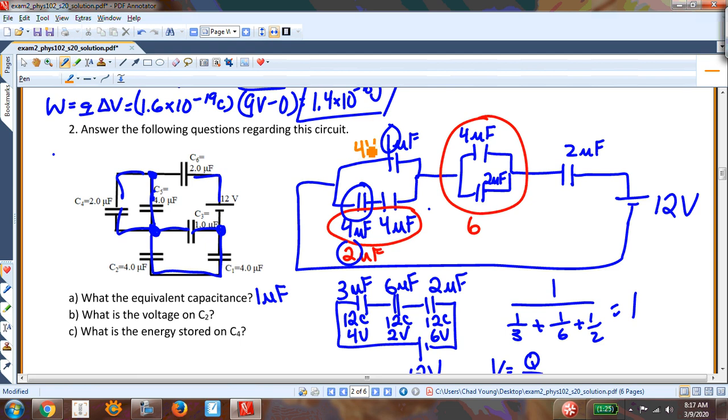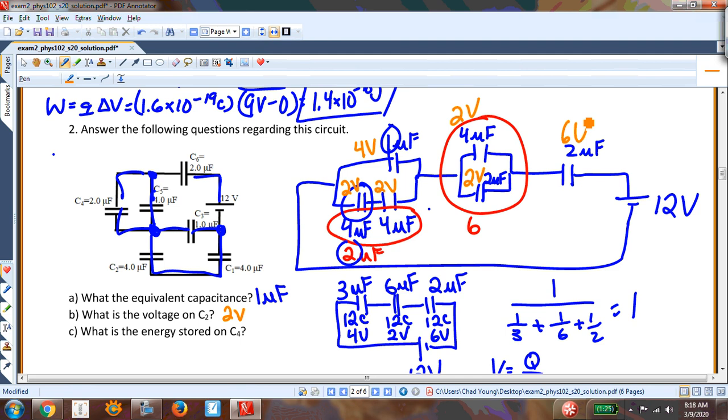This one is going to have 4 volts. These will both have 2 volts. The reason they have 2 volts is they're identical capacitors, and so they split it up evenly. By the way, that's my answer, 2 volts. Let's go ahead and do the others though. This is 2 volts here and 2 volts here, and then I have 6 volts on that capacitor.